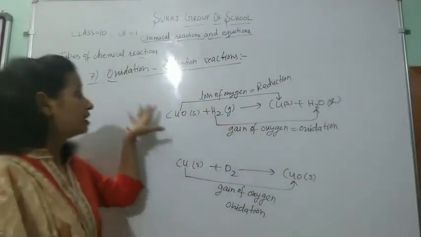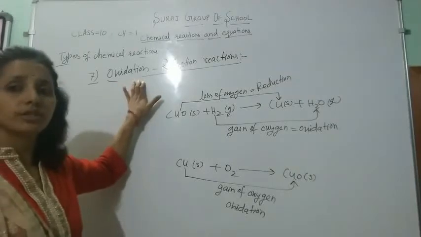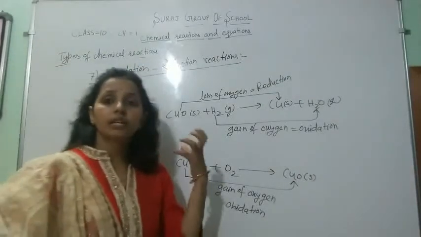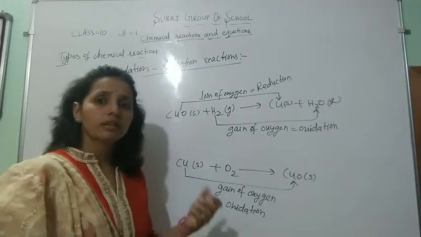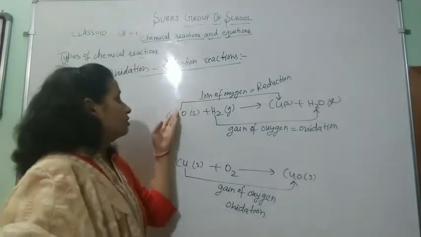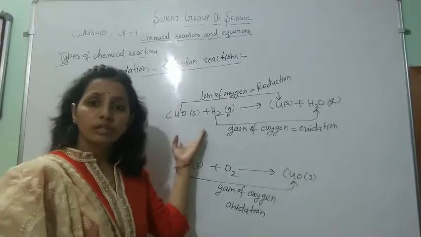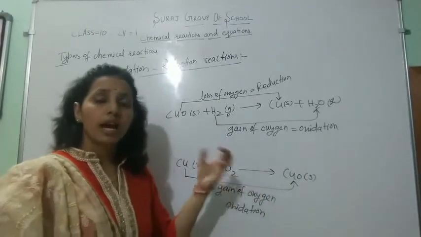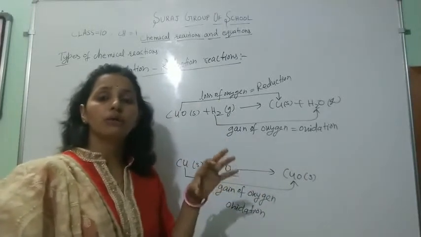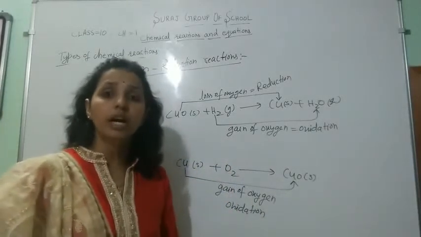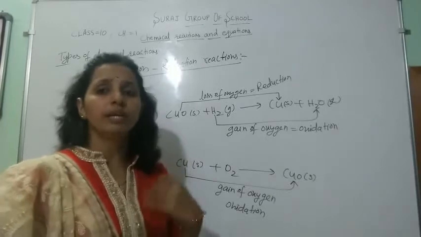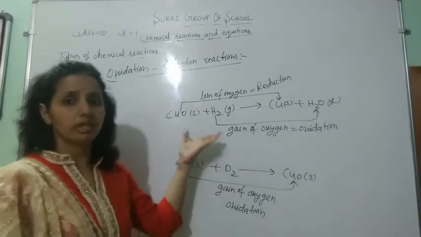This type of chemical reactions, oxidation and reduction reaction, the examiner can ask different types of questions. He can ask which compound is reduced, which compound is oxidized, which compound is the reducing agent and which compound is the oxidizing agent. Different types of questions can be asked from this concept.